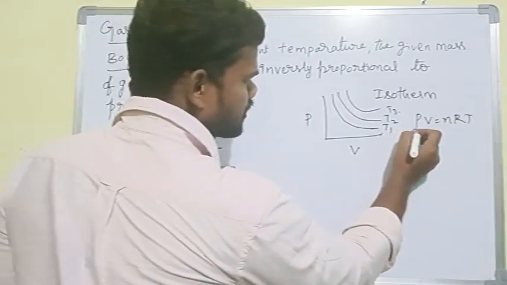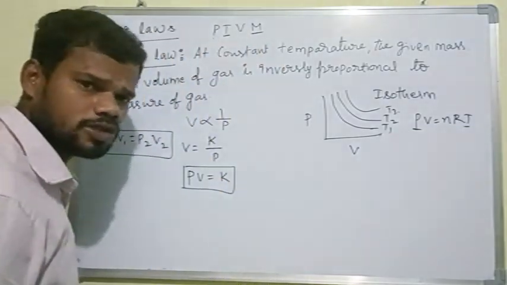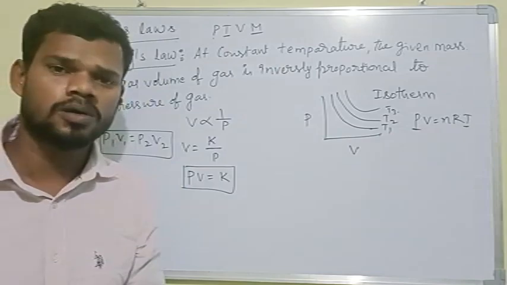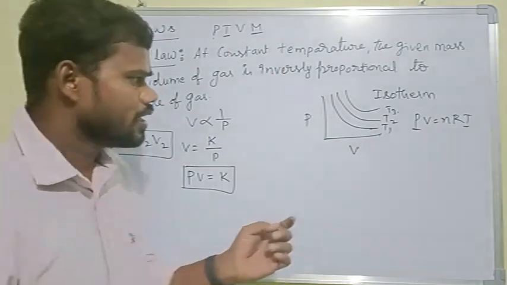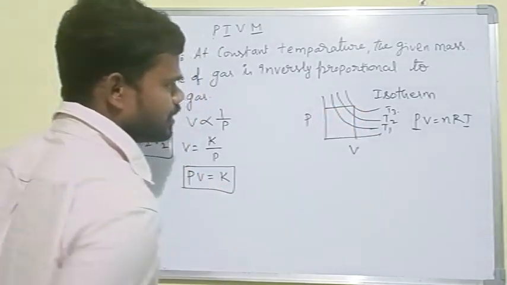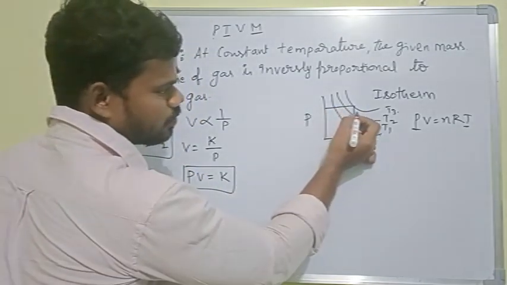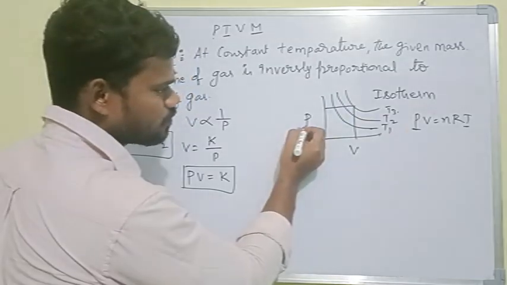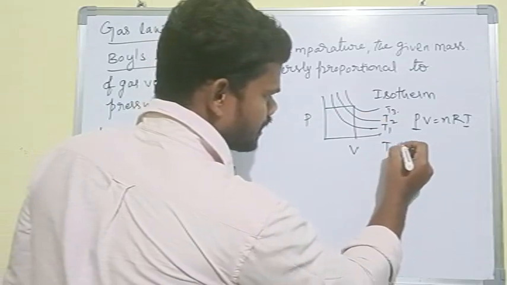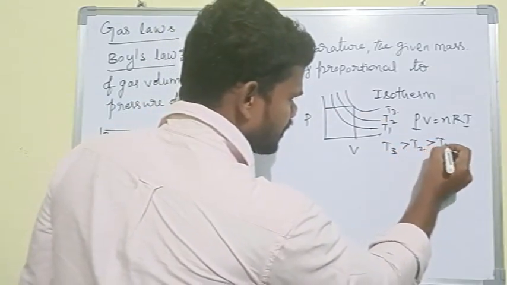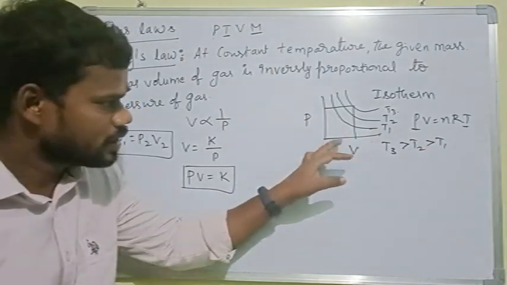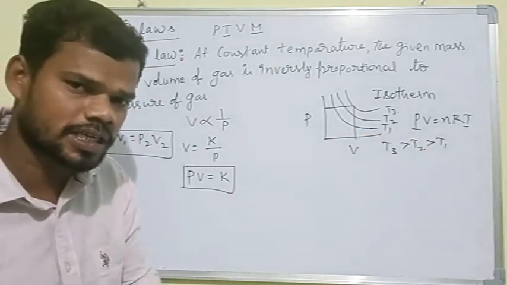You can see here pressure and temperature have a direct relation. If the pressure is more, the temperature is also more. So if we cut the graph from here, the one having more pressure is the one having more temperature. So T3 is greater than T2, which is greater than T1. This is the correct order for the temperatures. Clear? So this is graph number 1.